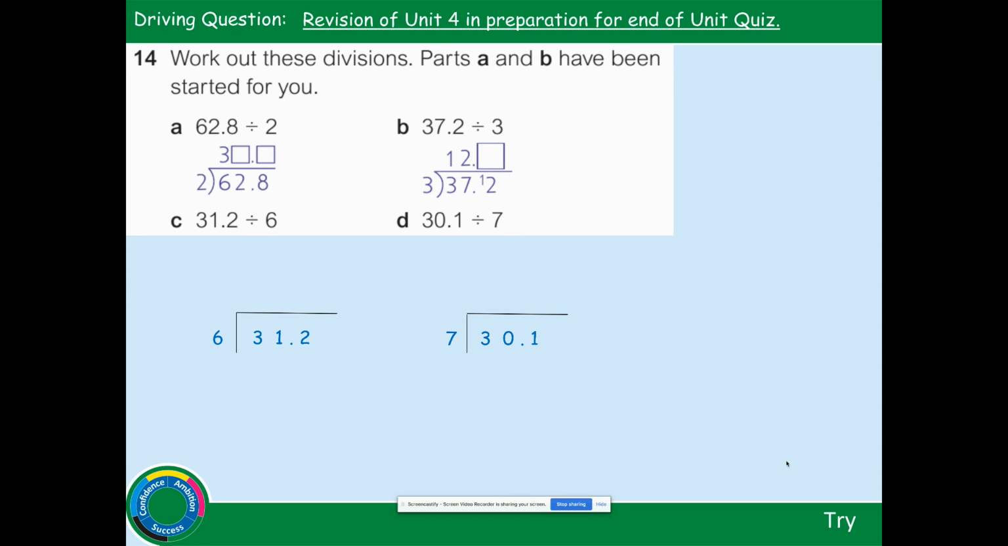Okay, work out these divisions. Part A and B have been started for you. It's in green. Let's have a little try of these on your own, because we have done these before in the previous lessons and it is a revision unit. So have a go on your own, press pause on the video, and then we'll go through the answers.